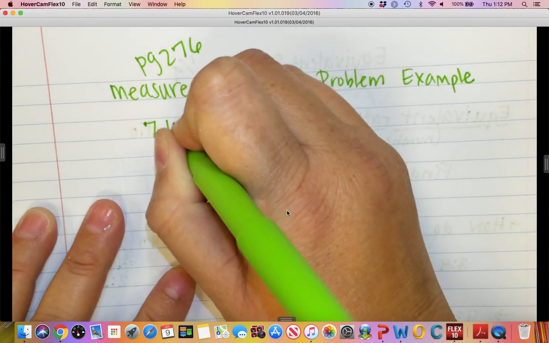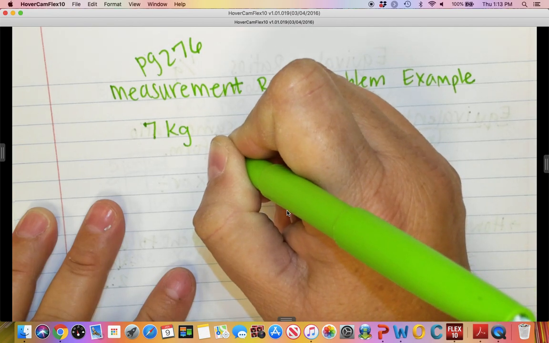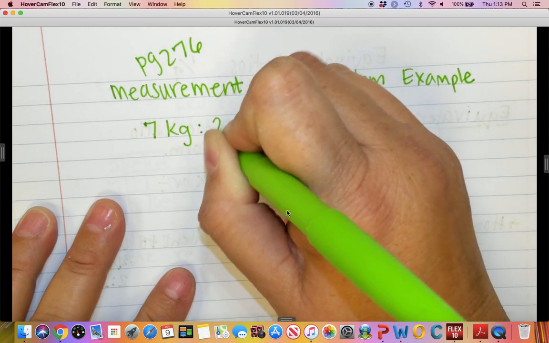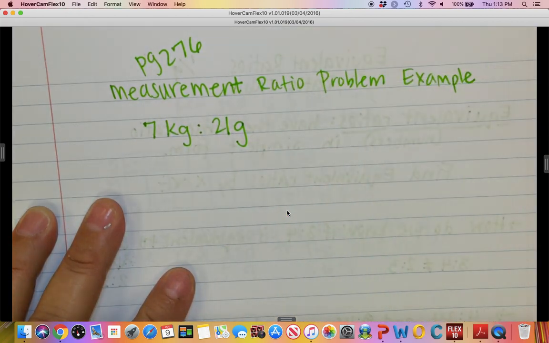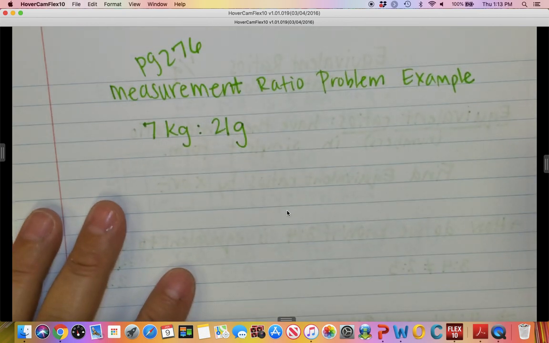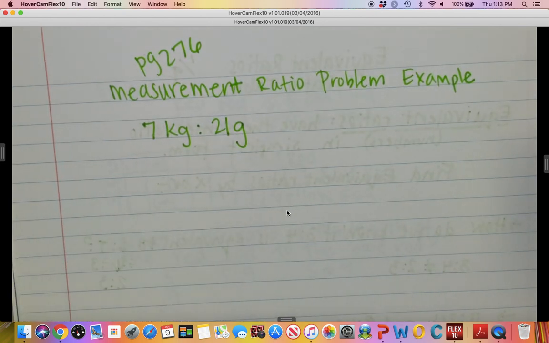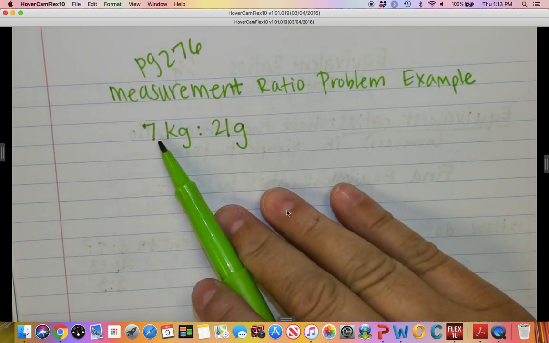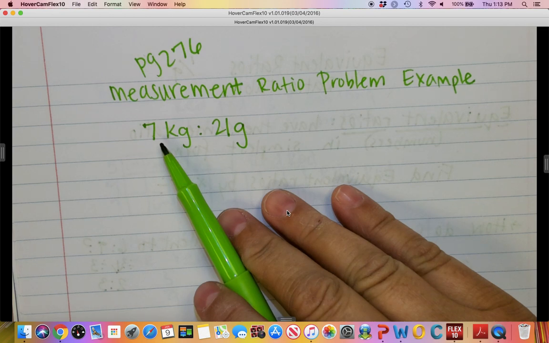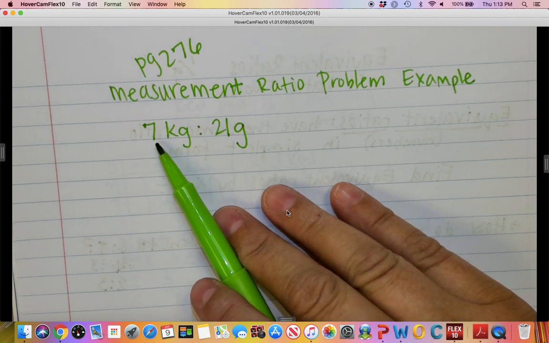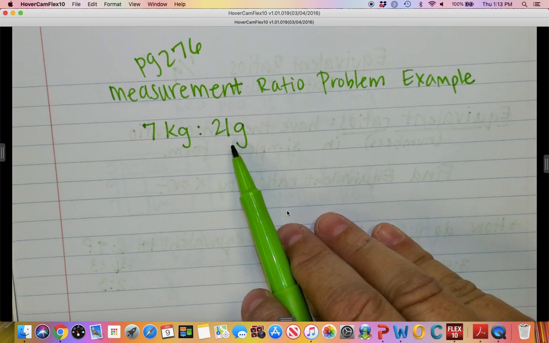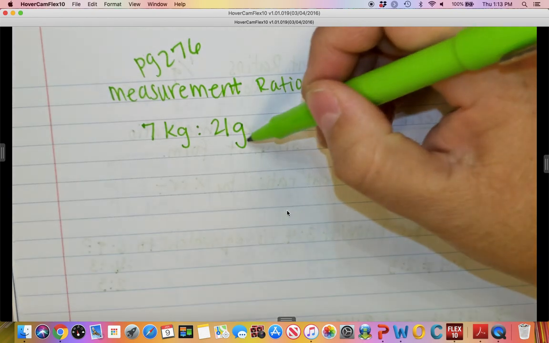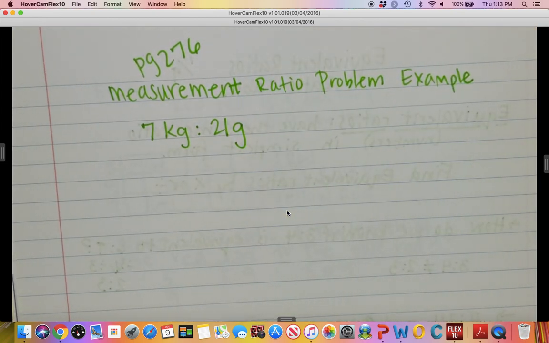Seven kilograms to 21 grams. So here's our ratio. Now, automatically I would think I'm going to simplify this by 7 because I know 7 goes into 7 and 7 goes into 21. But before I even get that far, I have to make kilograms and grams the same.